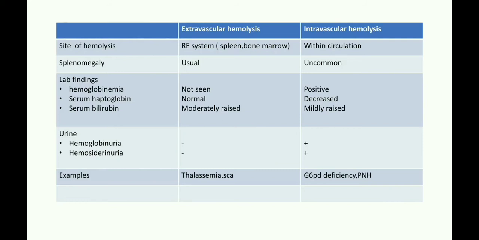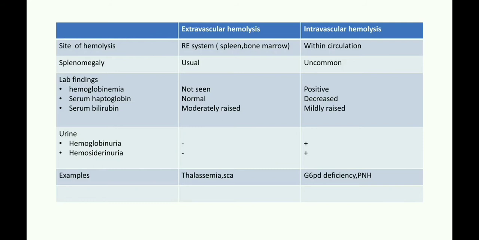So that is what you can see here. Hemoglobinemia can be seen in intravascular hemolysis, whereas it is absent in extravascular hemolysis. Therefore, the serum haptoglobin level will be decreased in intravascular hemolysis, and due to the metabolism of heme, the serum bilirubin level can be increased. It can be moderately increased in extravascular hemolysis and mildly increased in intravascular hemolysis.